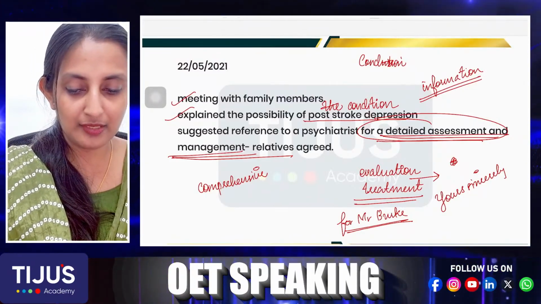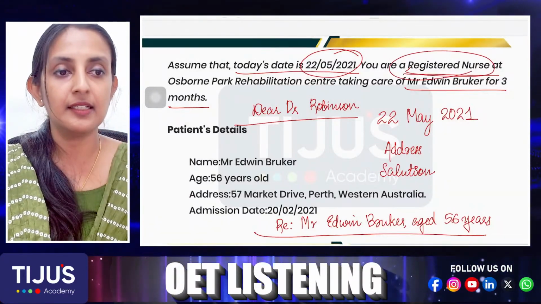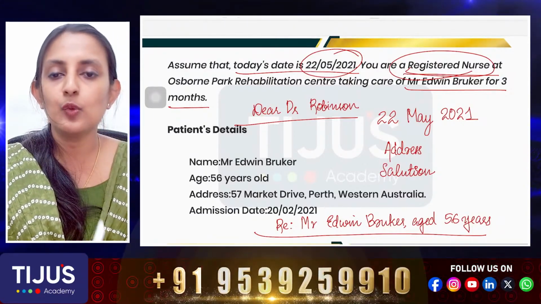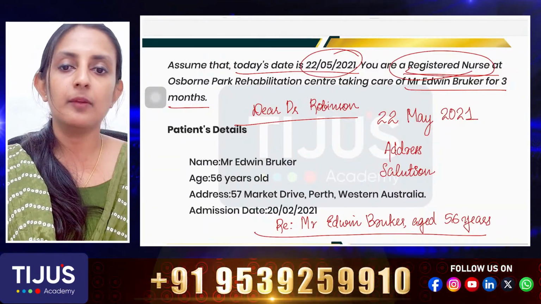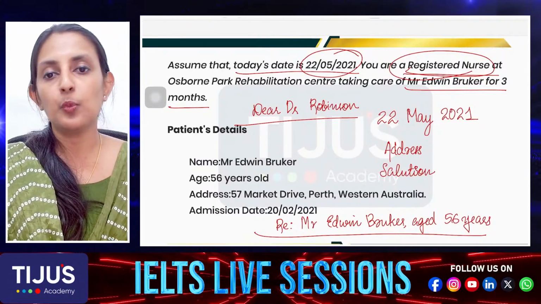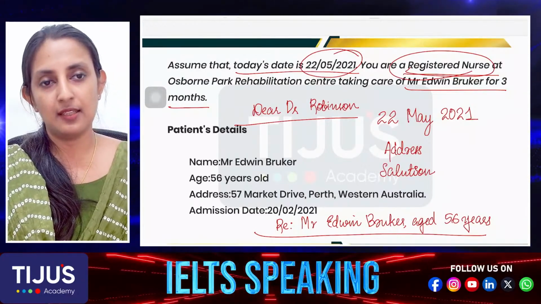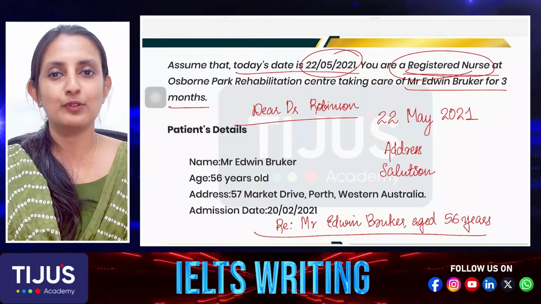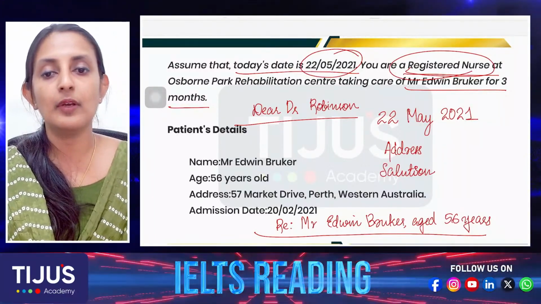And when it comes to the designation of the writer, you are told you are a registered nurse. If it is clearly mentioned as registered nurse, then only you are supposed to go with registered nurse. If we haven't been provided any information regarding the writer, then you can simply go with nurse, because OET writing is always taken by a nurse. If nothing is provided, then you can proceed with the designation nurse. And if it is provided as registered nurse, then you have to go with registered nurse.